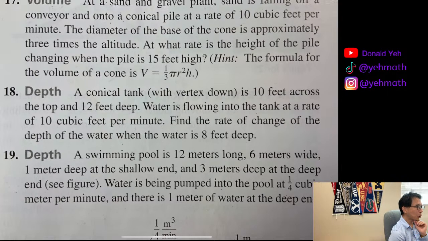So learn how to draw the picture first. A conic tank with the vertex down is 10 feet across the top and 12 feet deep. Water is flowing into the tank at a rate of 10 cubic feet per minute. Find the rate of change of the depth of water. So find out what is 10 cubic feet per minute, find out what is unknown, and draw a picture. If you guys can do that, we can start these questions.